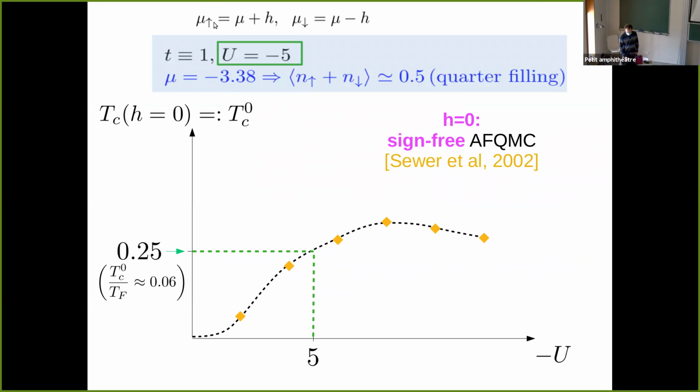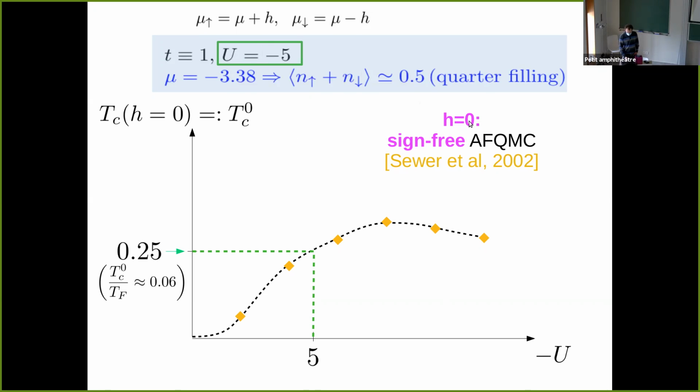So in general, we have different chemical potentials for spin up and spin down. Mu here is the average chemical potential, and H is the Zeeman field. Hopping is 1. We pick an interaction strength, which is -5. Average chemical potential is fixed to some value, which is chosen in such a way that the total density is close to 1/2, so quarter filling.